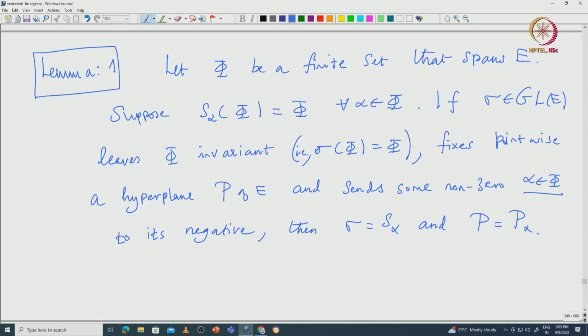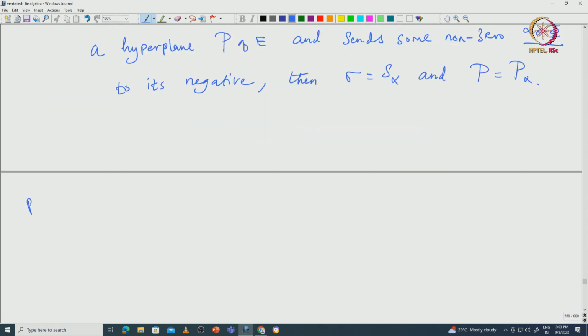So, this is about some sigma acting on phi that fixes a hyperplane P and sends some alpha to its negative. Then what we can say is that sigma must be S alpha. How do you prove such a statement? To prove sigma equals S alpha, it is enough to prove that sigma S alpha is the identity. For that purpose we take tau to be sigma S alpha. Note that this is the same as sigma of S alpha inverse, because S alpha is an involution.